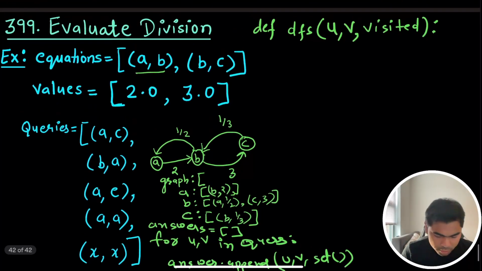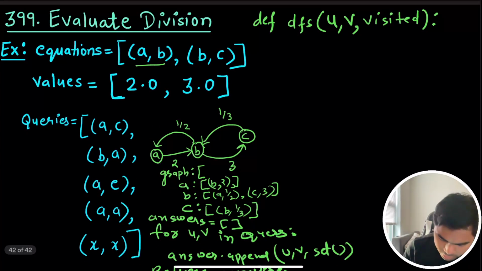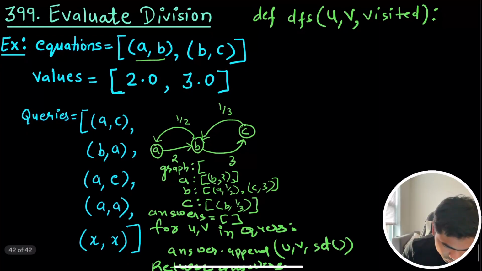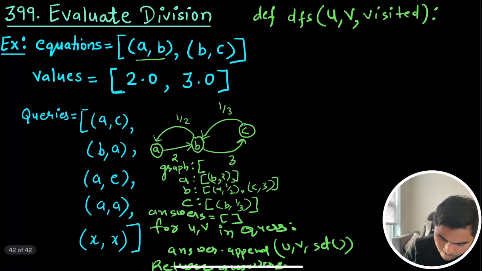All right, let's go into DFS. That is the core of our solution. So here we have our source node, which is u, and the destination node, which is v. If neither of them exist in my graph, then I will be returning -1. That was asked in the problem.